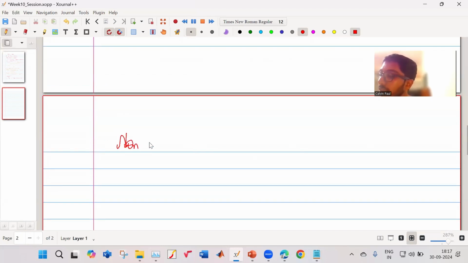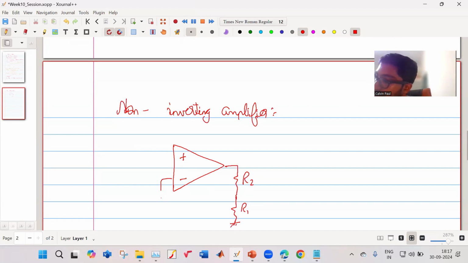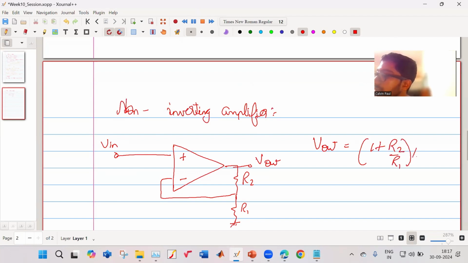We know the non-inverting amplifier, right? How does it work? This is the positive terminal, negative terminal. This is my R2. This is my R1. This comes over here. And this is my input voltage. And this is my V out. So your V out is actually 1 plus R2 by R1 into V in. This is the gain.